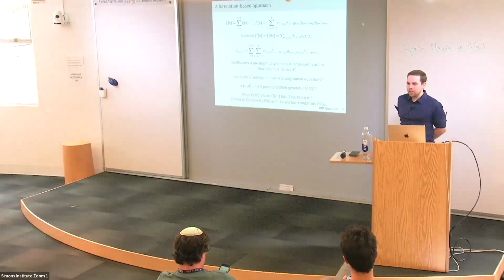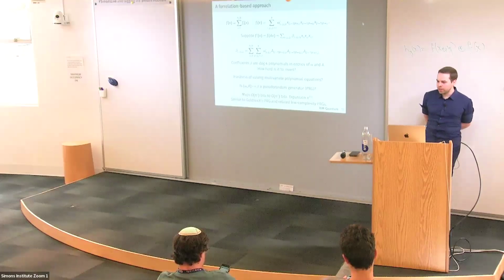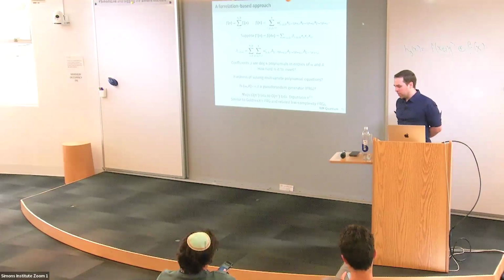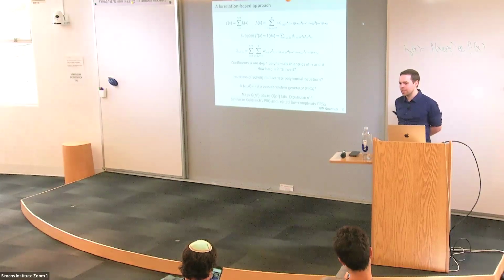Have you thought about making the circuit sparser by making A sparse? Yeah, so we have thought about that. Another thing you can try to do is make A sparse. Oh, sorry, I forgot to say. So the question was, have we tried to make the circuit sparser by making A sparse? Yeah, so we have thought about that.